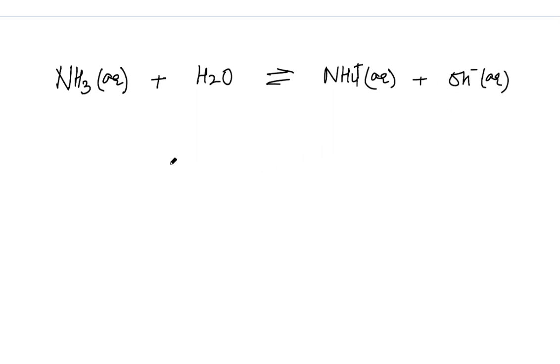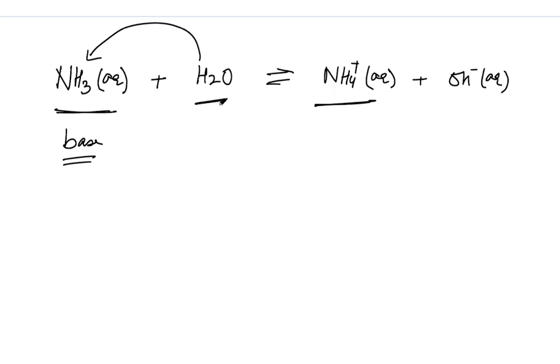In this example, we can see that a base is dissolved in water. Then what happens? A base is a substance which accepts a proton. So it will take one proton from water and forms NH4 plus. NH3 changes to NH4 plus means it has taken one H ion. It is a proton acceptor. So it is a base.